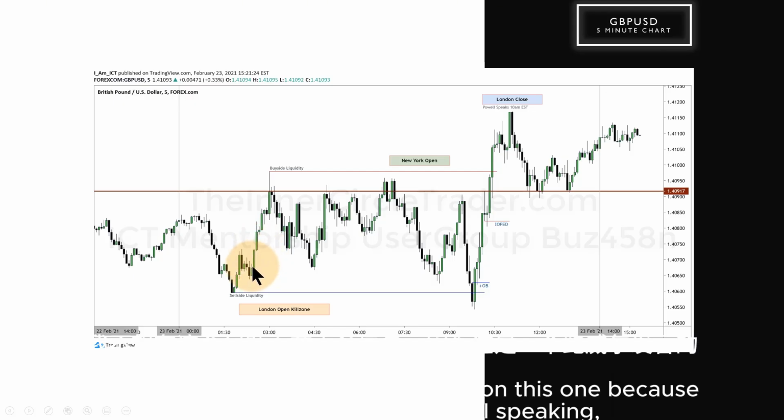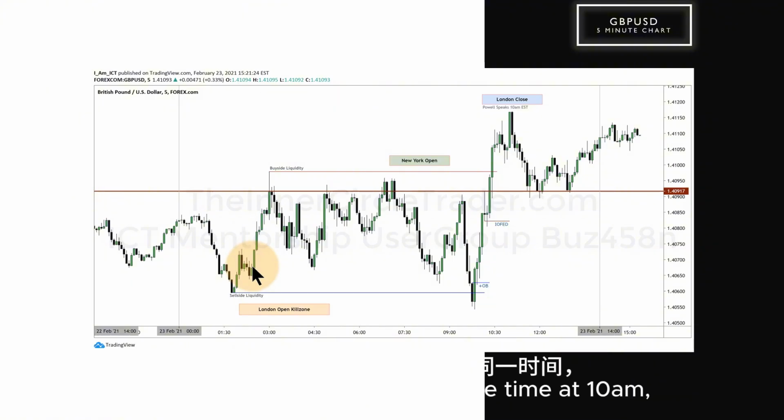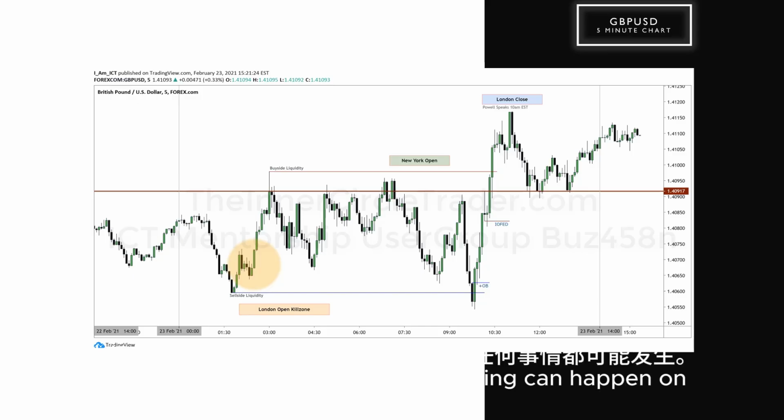I don't want to put too much lipstick on this one because it's a day where, with Powell speaking, like tomorrow will be at the same time at 10 a.m., the market is uncertain ahead of the Fed Chairman speaking, and it's just something that you have to be prepared for and try not to expect a great deal of market symmetry, and anything can happen on those days.